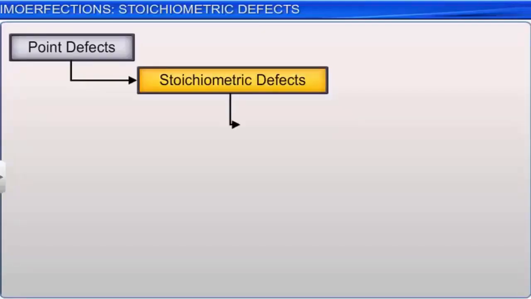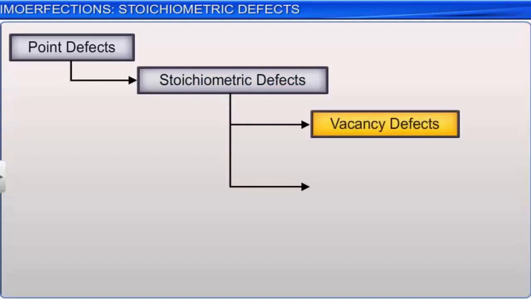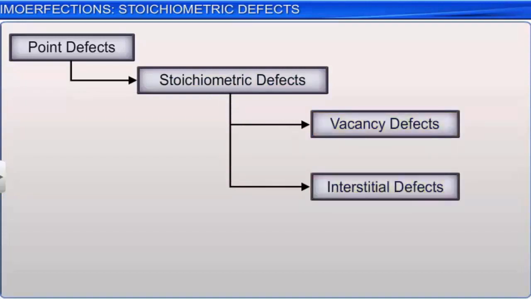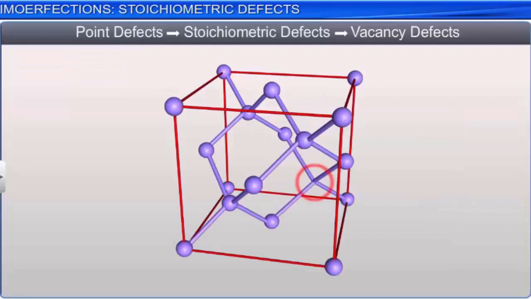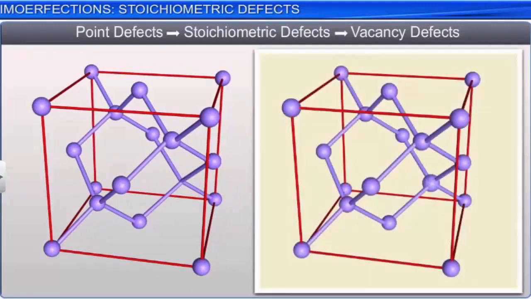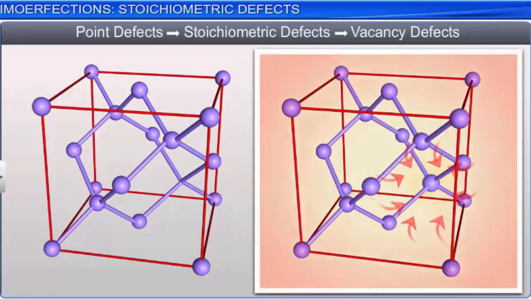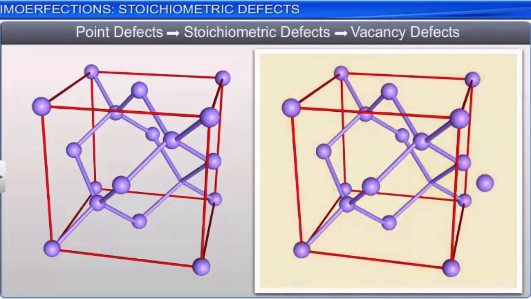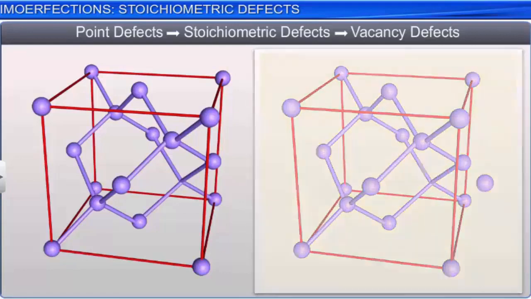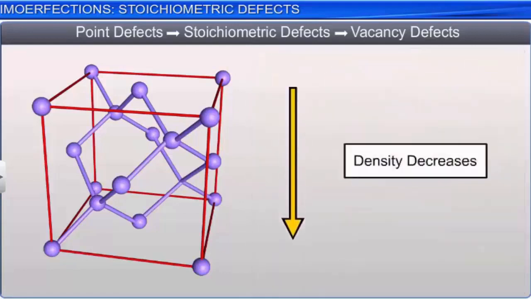Stoichiometric defects are further classified into vacancy defects and interstitial defects. The defect in which a constituent particle is missing from the crystal lattice is known as a vacancy defect. This defect develops when a substance is heated. You can clearly observe from this figure that some of the constituent particles are missing from the crystal lattice. As a result, some vacancies are created. The major consequence of a vacancy defect is that the density of the substance decreases.